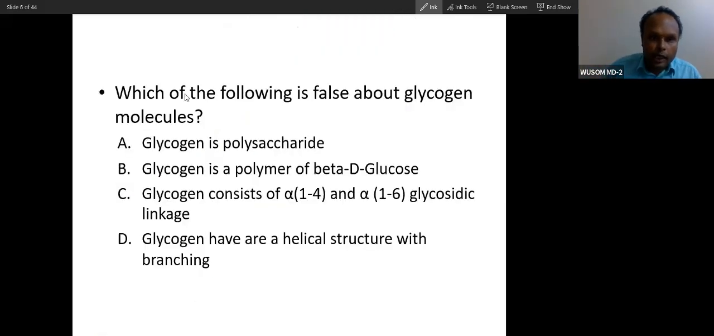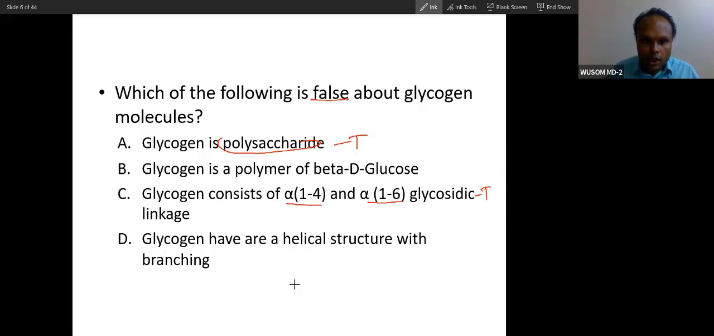Now, can you answer this question? Which of the following is false about glycogen molecules? Glycogen is a polysaccharide. This is a true statement. Glycogen consists of a straight chain with 1,4 and 1,6 linkage at branching. So it has both types of linkage. So this is also true.